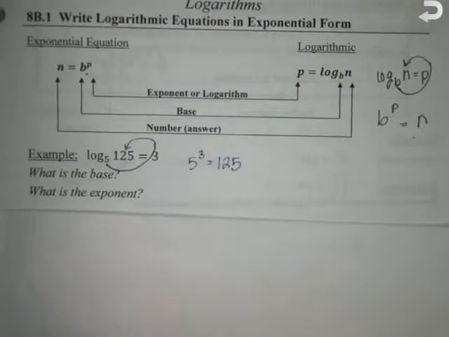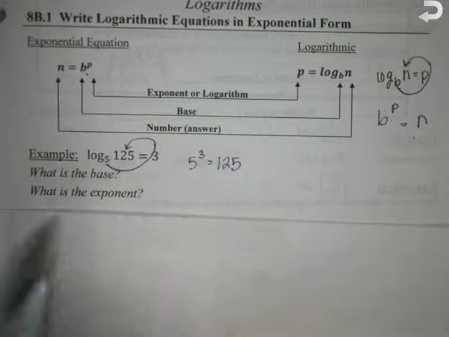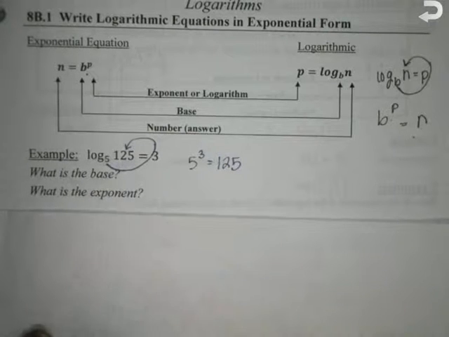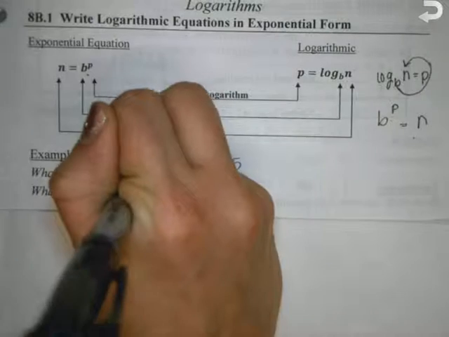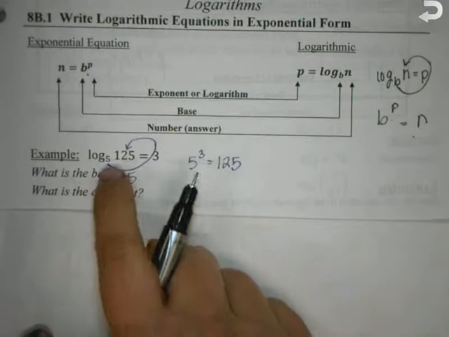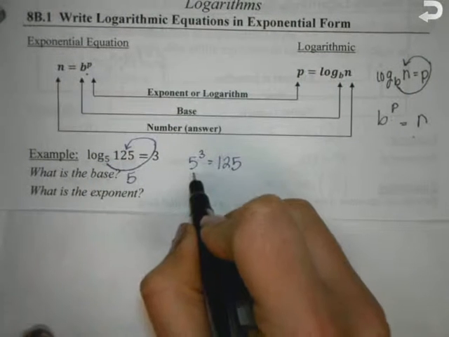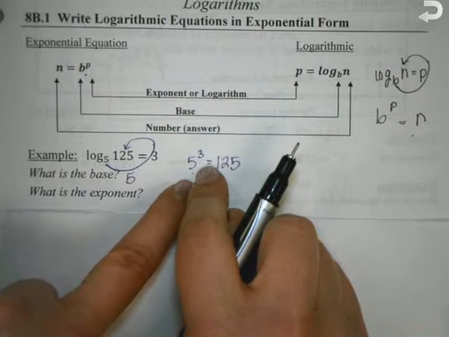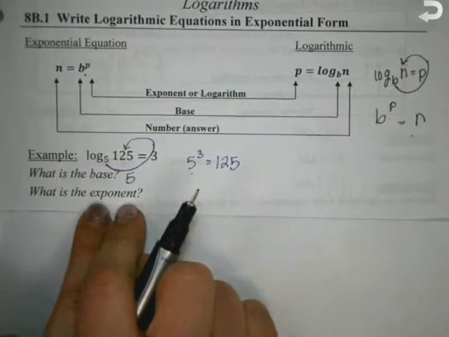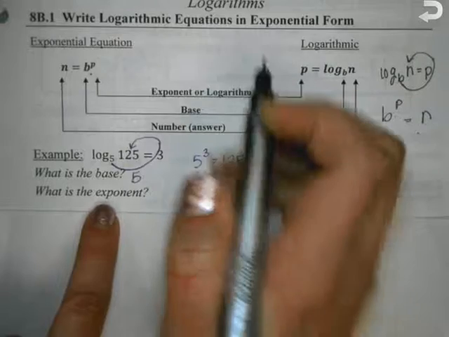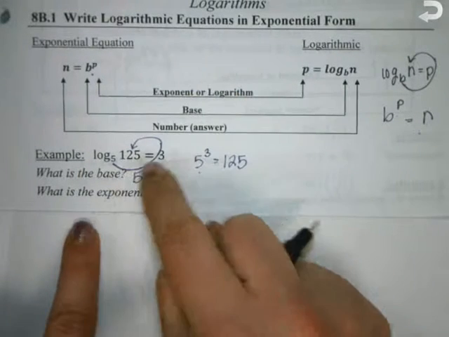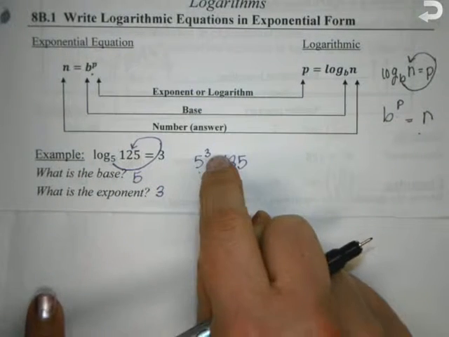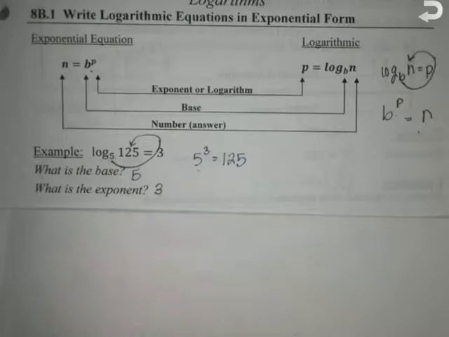Okay, so of this, what's the base of this logarithm? 5 is the base, which is why when we read it, we read log base 5. And that's the base of the exponent, right? So the base of the logarithm is the same as the base of the exponent. What's the exponent here? 3. The exponent is 3. So whatever our logarithm is equal to, that's our exponent.